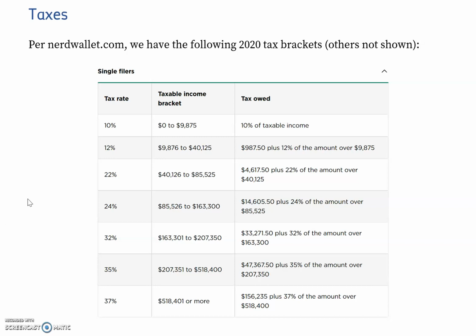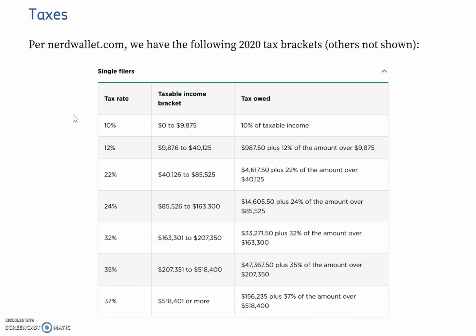All right, let's look at income taxes. In particular, we're looking at federal income taxes. State income taxes tend to either be a consistent percentage, just a flat percent, or they will work in a similar fashion to this. So it's either a very similar process or an easier process than this.